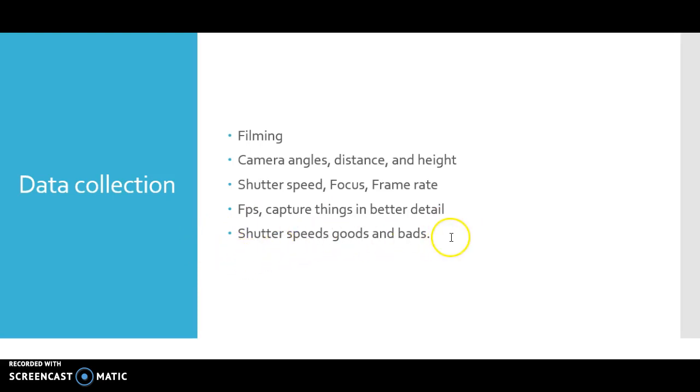We have shutter speeds, good and bad. With shutter speeds, there is good and bad about it. Say, for example, we had a football player kicking the football. Shutter speed can be good because you can take a picture and pause the person at the exact right moment. If the shutter speed were higher, you would see a picture as if they're standing still. But if you had a lower shutter speed, you would see the actual movement of the person. It would be a little bit glitched, but you can actually see the movement of the leg. So there's goods and bads about it.